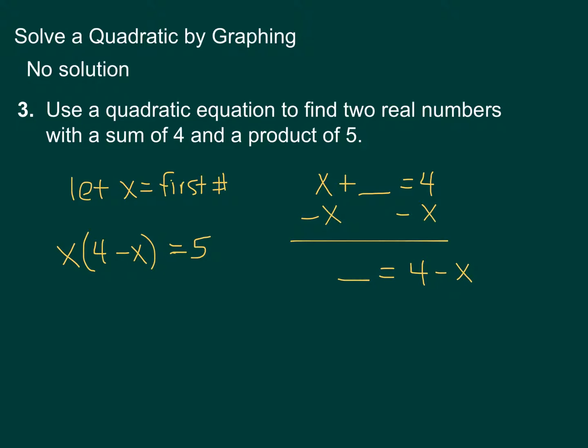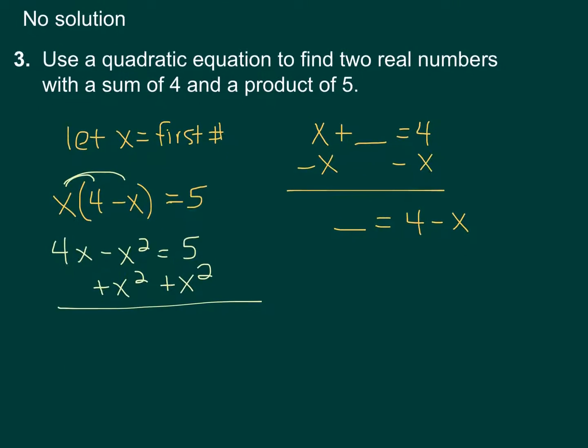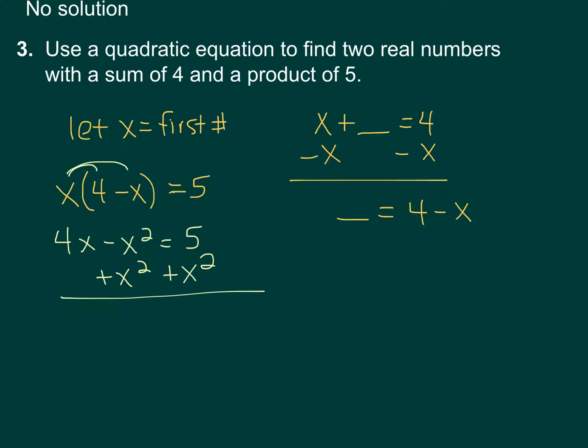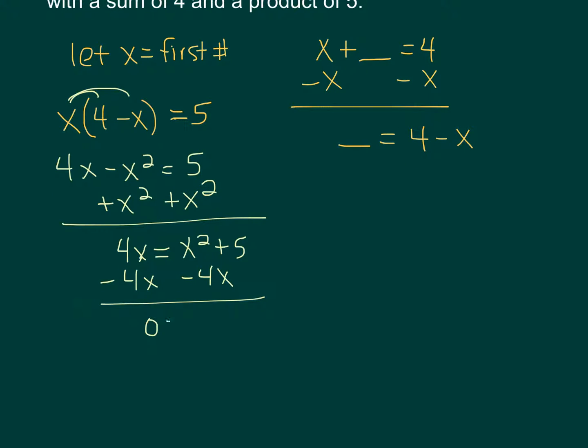So now if we multiply this out, we get 4x minus x squared equals 5. And again, I want to keep this positive, so I'm going to bring everything to the right side. And remember, we're bringing everything to one side because in order for us to be in standard form, it has to be set equal to 0. So if I add x squared, I get 4x equal to x squared plus 5. And then I'm going to subtract 4x from both sides, and then I get 0 equals x squared.